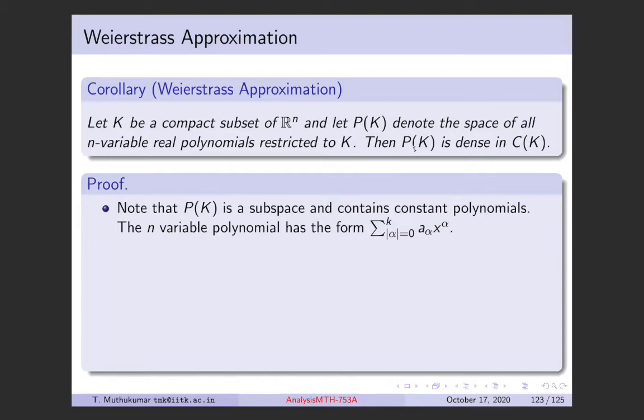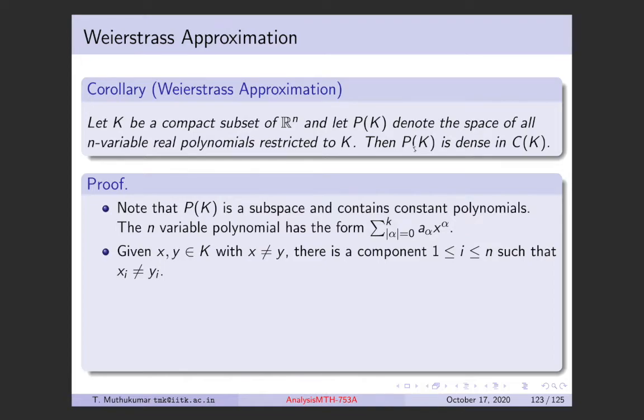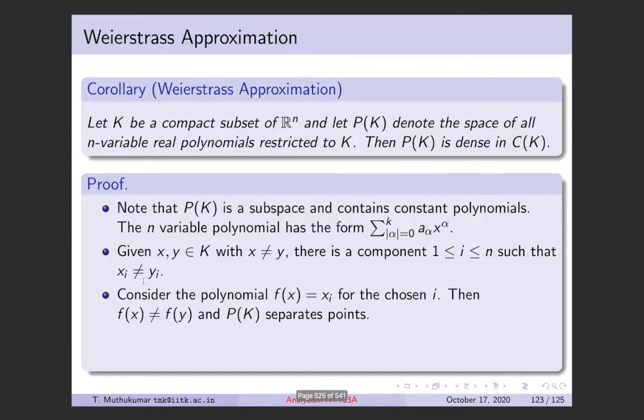So it's a subspace, and it contains constant polynomials. It also separates points, right? Because if you take two points x and y such that they are distinct, then one of the coordinates is different, because if all the coordinates are the same, then they are the same point. So distinct vectors in Rn basically means at least one of the coordinates is distinct. So that's what this means: there is an i such that this happens for some i.